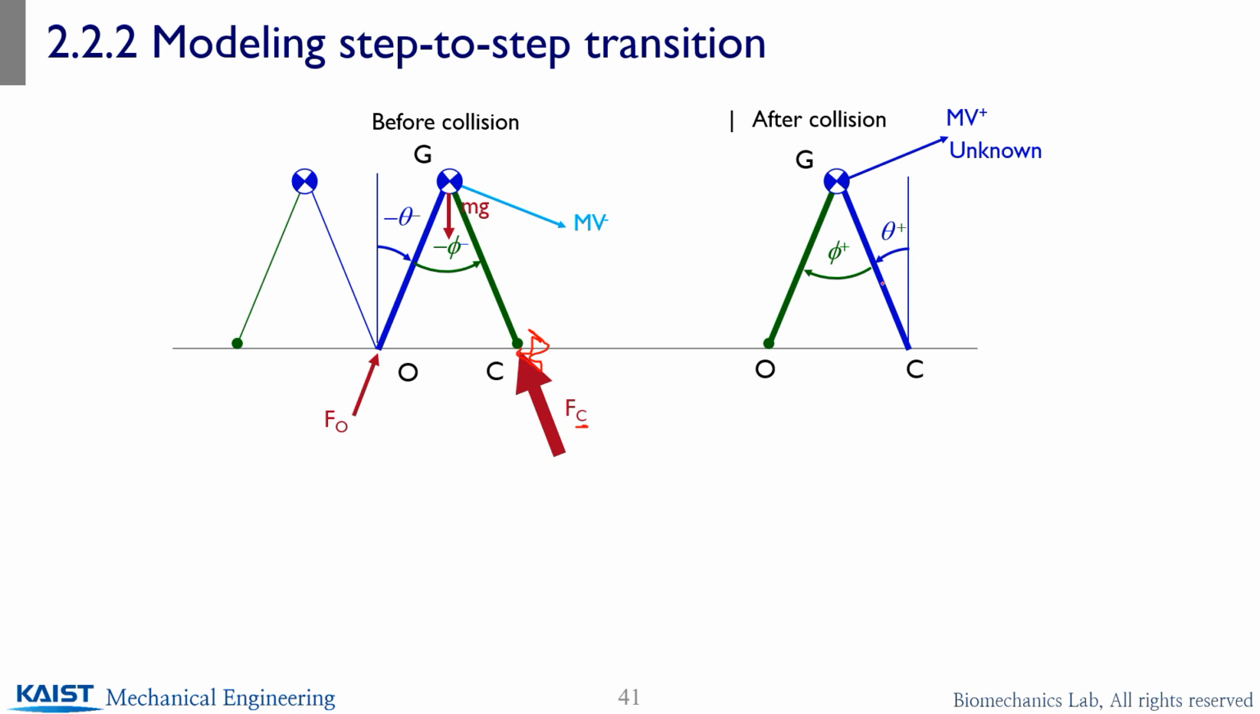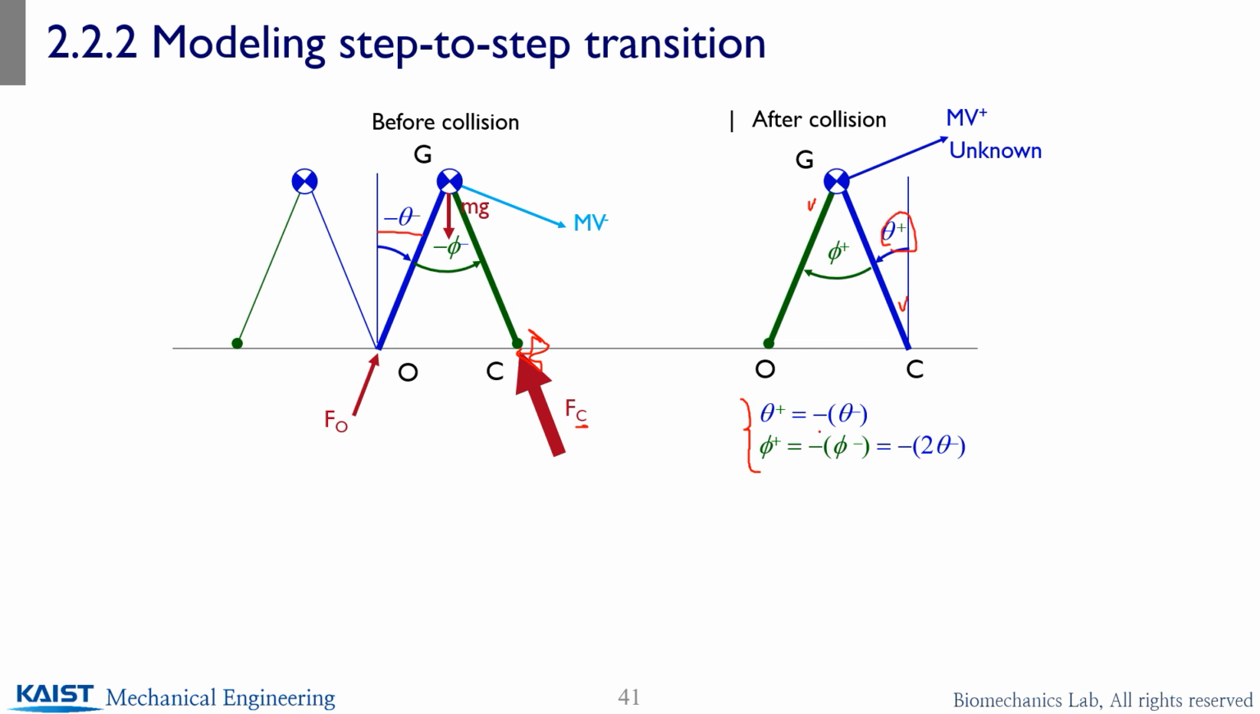After collision, the previous swing leg changes to the stance leg, and the previous stance leg changes to the swing leg with the mass. So there are unknown velocities right after collision, and that's what we are supposed to find. For the angle, you can easily figure that out from the leg configuration because you have two symmetric legs with the same length. So your theta plus is going to be what?